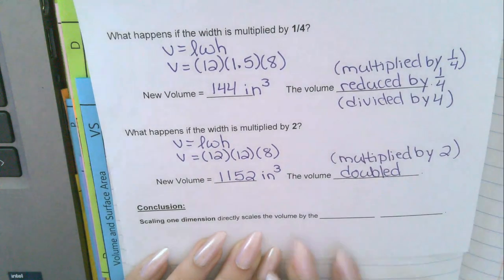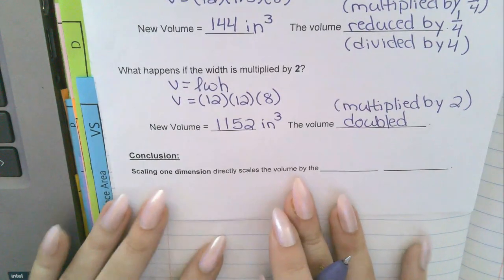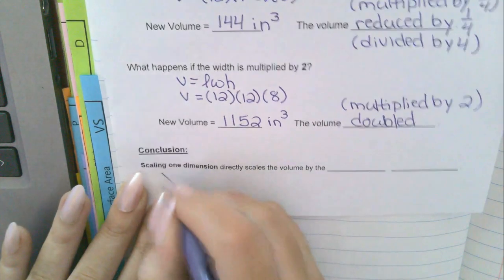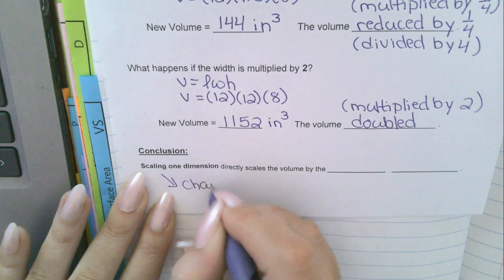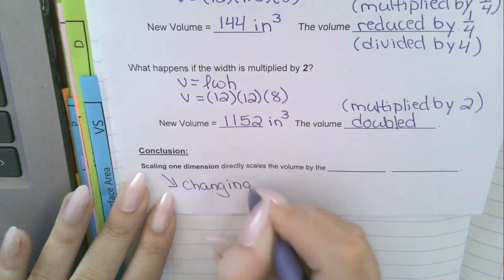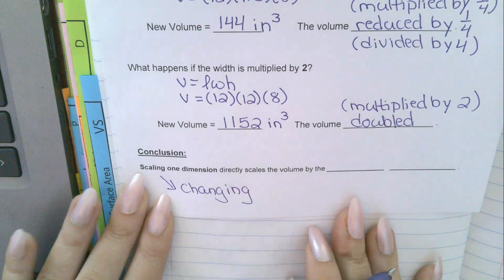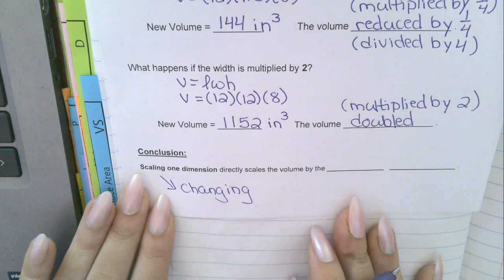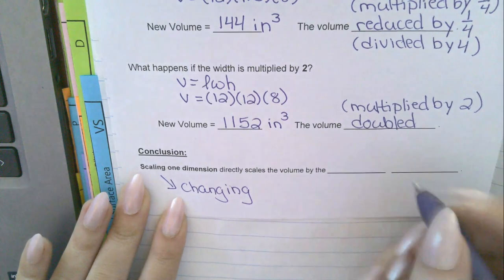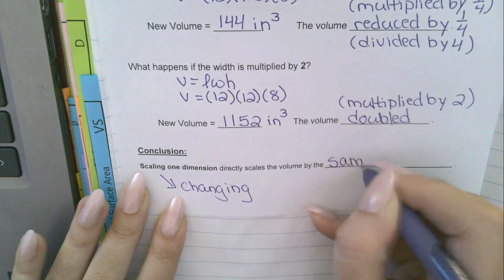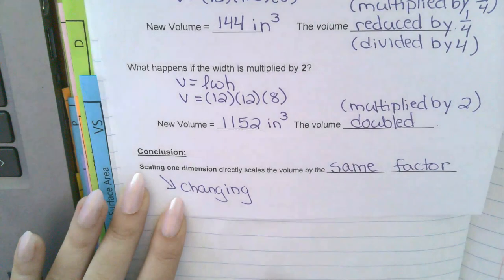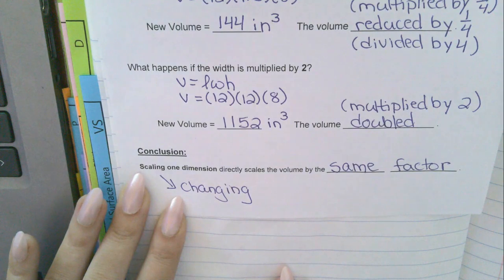Okay. So our conclusion is basically, well, what pattern or what rule did we figure out here? By scaling one dimension, and scaling basically means we're changing one dimension, it directly scales the volume by the, what do you think we might put in those blanks? By the same factor. Basically, yes, it's a scale factor that you're multiplying by, but it directly scales the volume by the same factor.